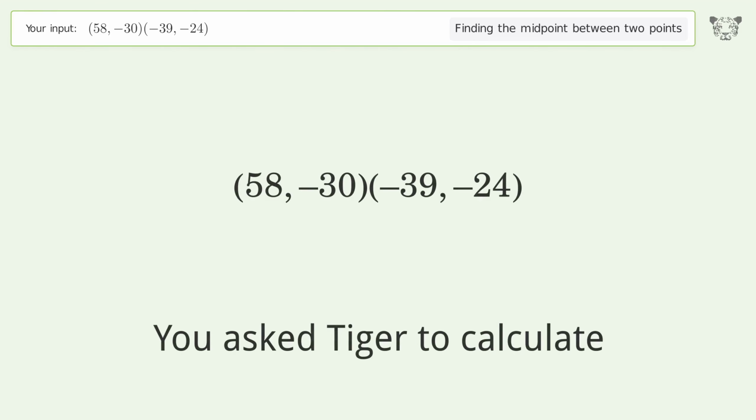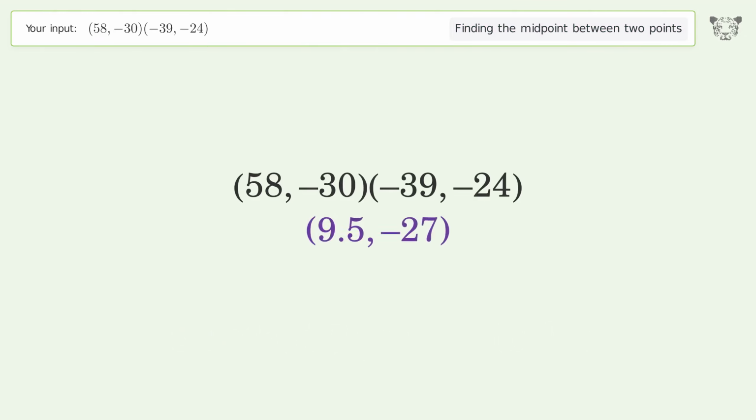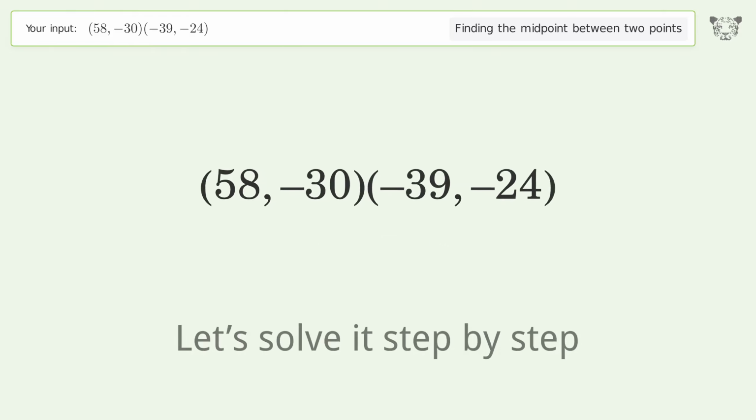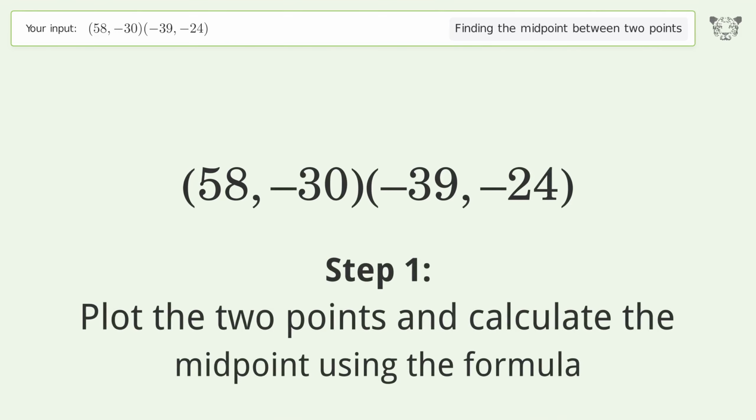You ask Tiger to calculate. This deals with finding the midpoint between 2 points. The midpoint between the 2 points is 9.5, -27. Let's solve it step by step. Plot the 2 points and calculate the midpoint using the formula.